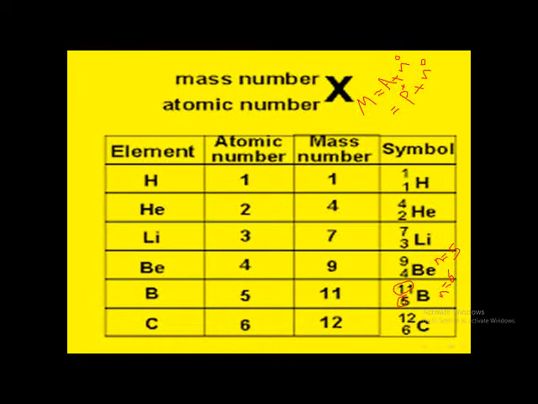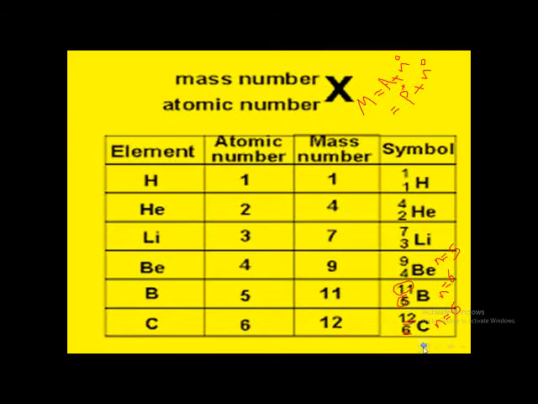Back to the carbon. We have a 12 and a 6. Of these two numbers, which one is the large number? Yes, 12. So that means 12 is the large number, and 6 is a very small number. So the number of neutrons is 12 minus 6, which is 6 neutrons.